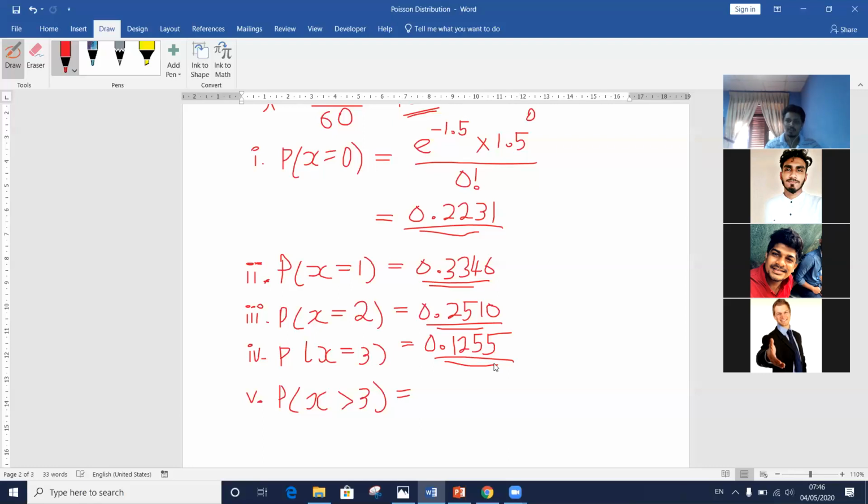Instead of calculating those values individually, we can do what? From 1, we can deduct what? Probability of getting 0 calls. Probability of getting 1 call. And probability of getting 2 calls.